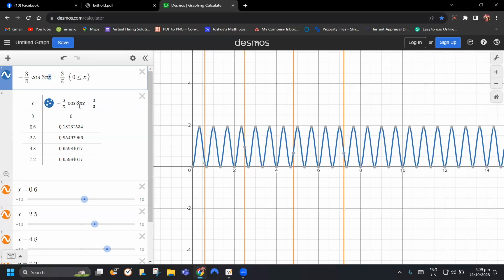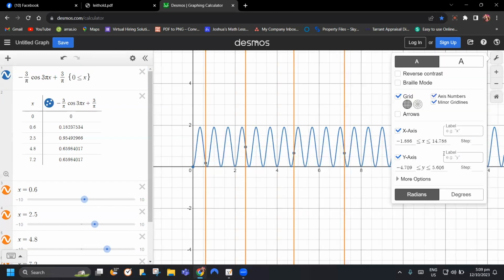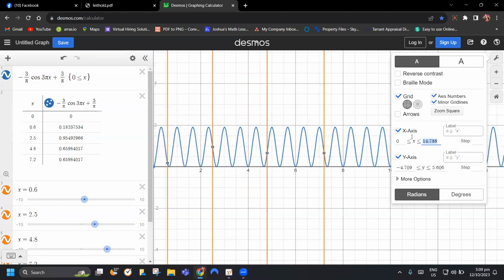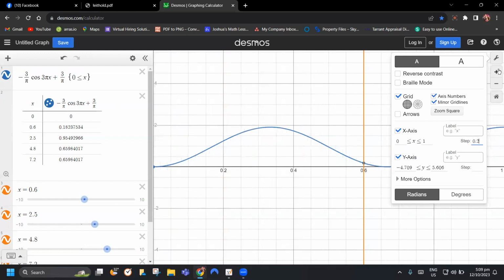So, for example, 0 to 1 with a step size of 0.2. Try it. 0 to 1, step size 0.2. Not CalQ.